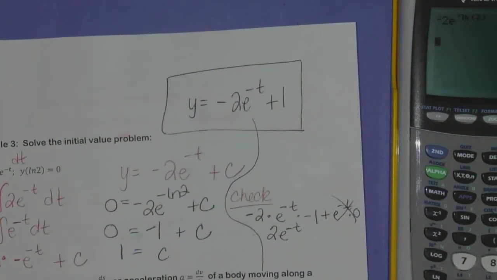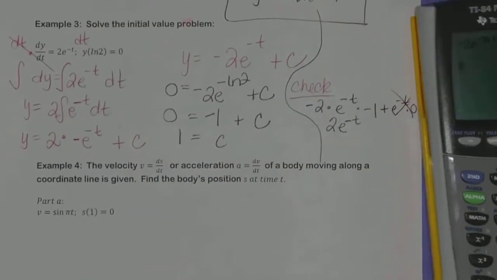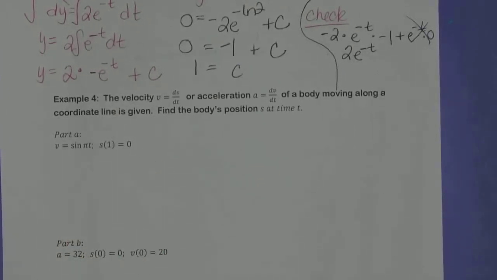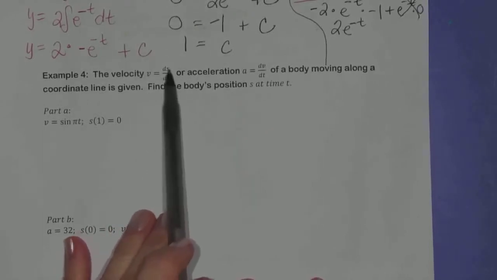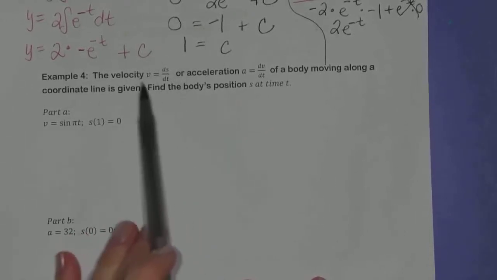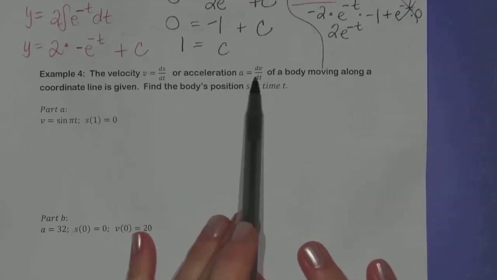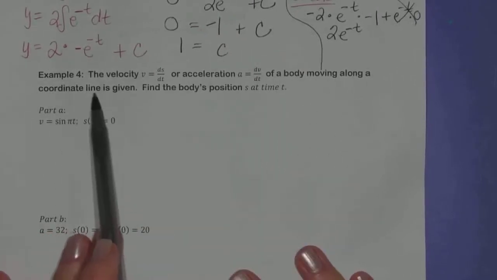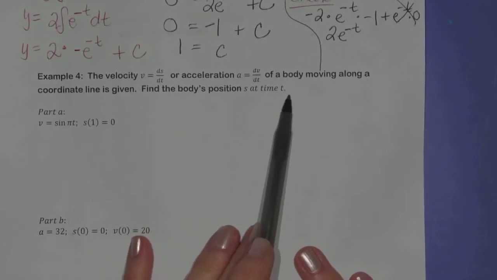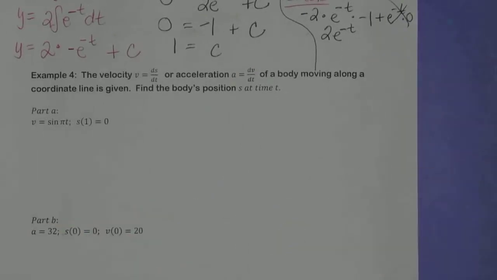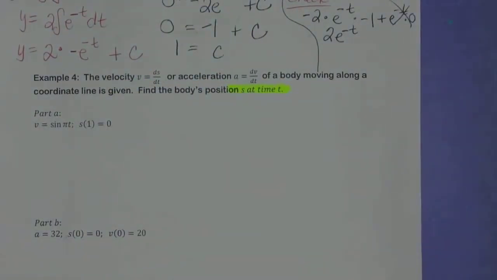So that one was a little bit more difficult because we brought in e, a little bit more difficult than the problems on the front perhaps. Okay, 2 to go, and these are very similar. Example 4 says, the velocity v equals the derivative of s with respect to t, which we learned in a previous unit, or acceleration a equals the derivative of velocity with respect to time, of a body moving along a coordinate line is given. Find the body's position s at time t. So that's what we're really looking for, position at time t. So we're going to use this idea of differential equations to solve this.